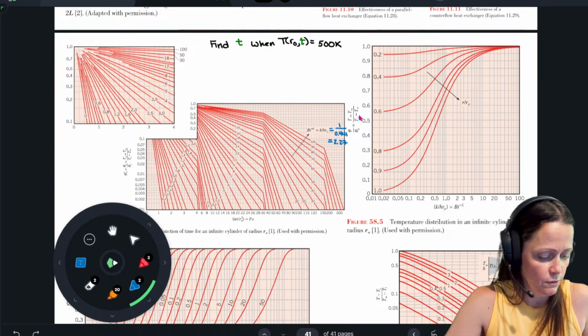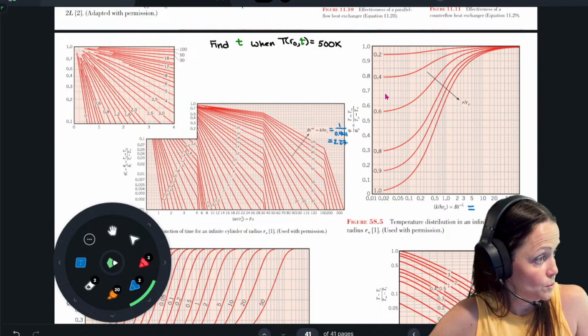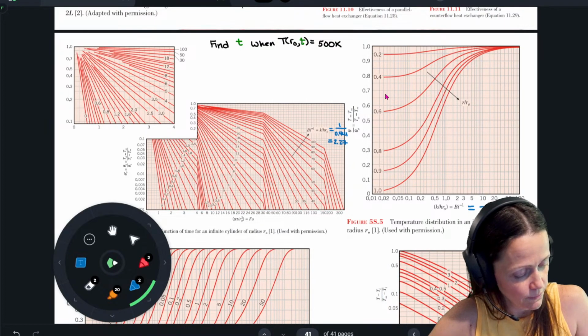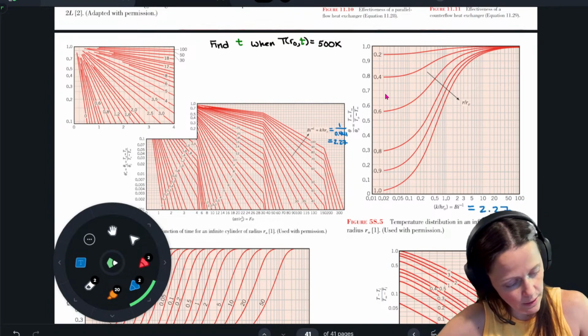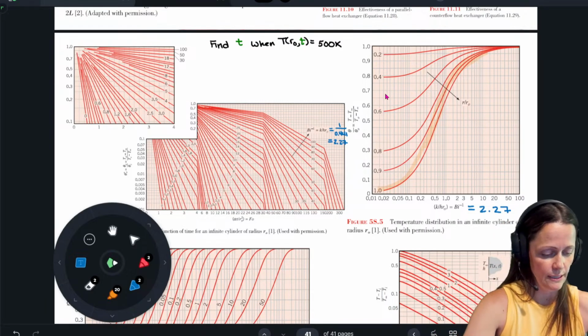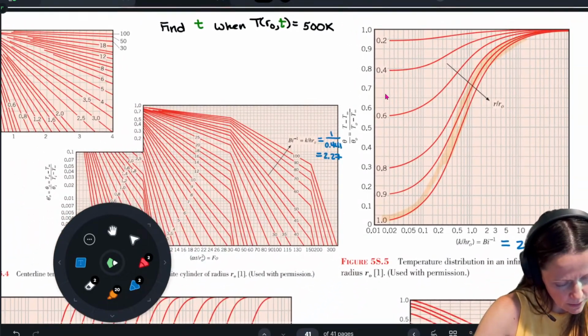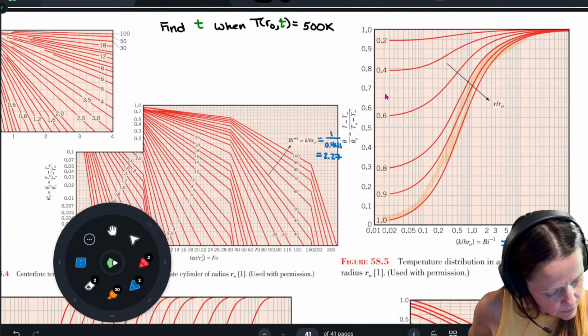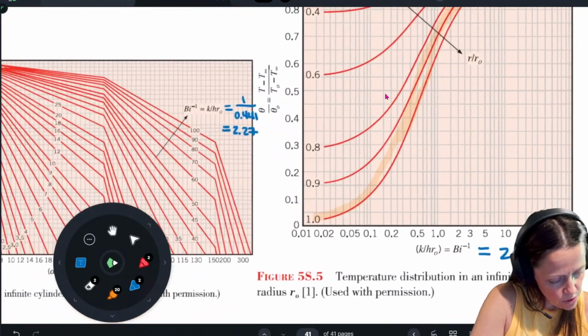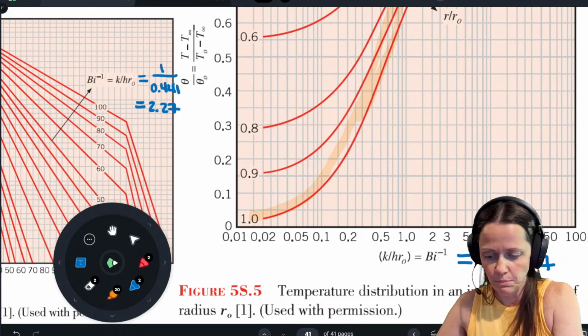All right, so I've got my inverse Biot number. My inverse Biot number was 2.27. I am interested in the temperature on the surface, so that one right at R over R naught equal to 1, right? So if my inverse Biot number is 2.27, let me see something real quick about where I'm going between those.